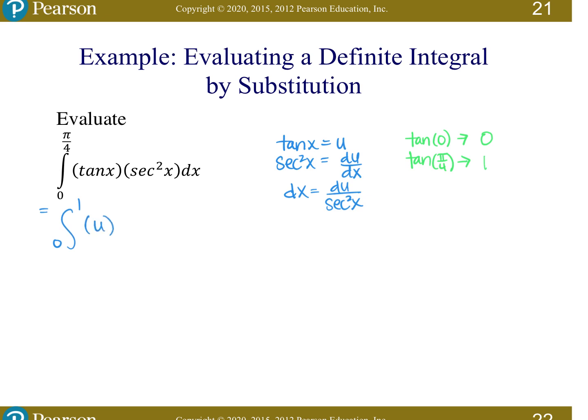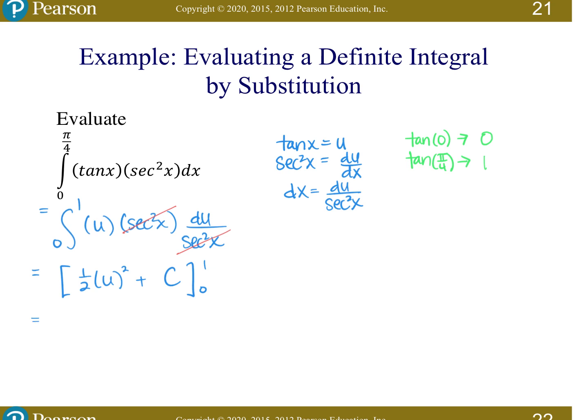U goes in for tangent. Secant squared remains the same. Du goes in for dx. And so in beautiful fashion, this will simplify to a gorgeous antiderivative. 1/2 u squared plus c from 0 to 1. And really, we can't get much easier than that. You do not need to go back to pi fourths. Just stick with the new axis and the new bounds.